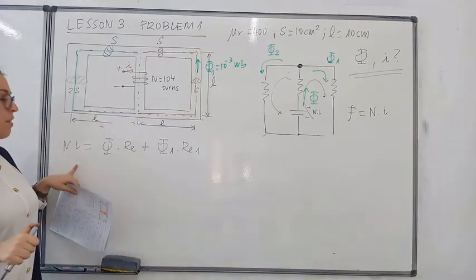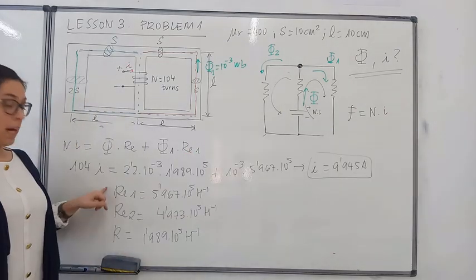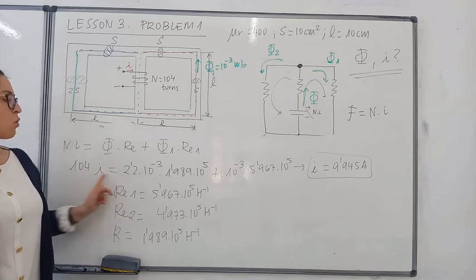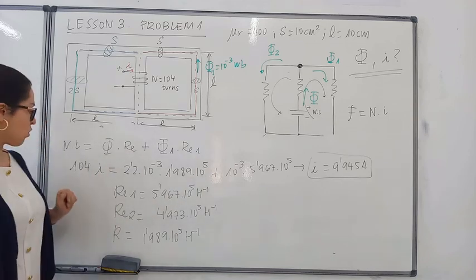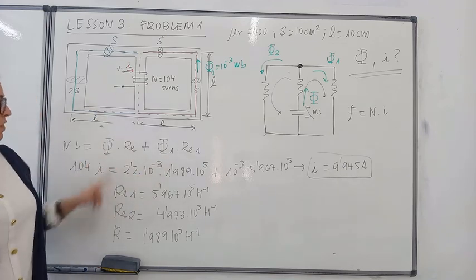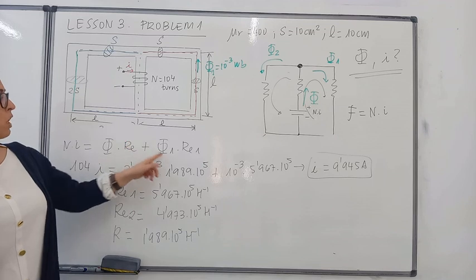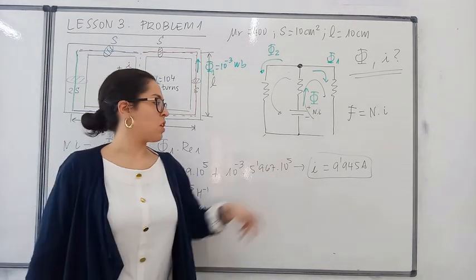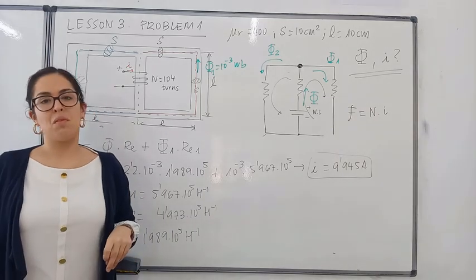So if you use, for example, this equation, here you have the 3 reluctances that we have obtained, so you only need to introduce the values in this expression, and then when you introduce the values of the reluctances of the central branch and the reluctance of the right branch, then you can get the value of the current, which is 9.945 amps.